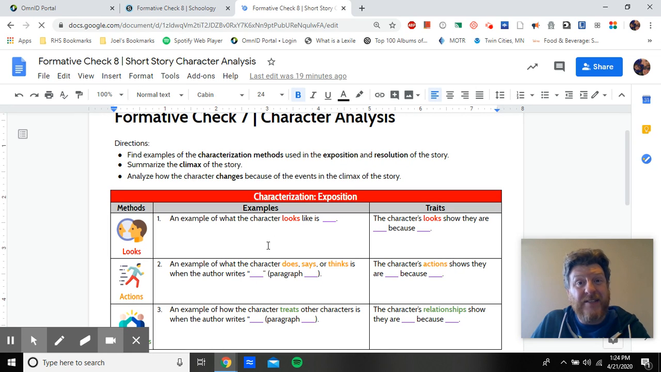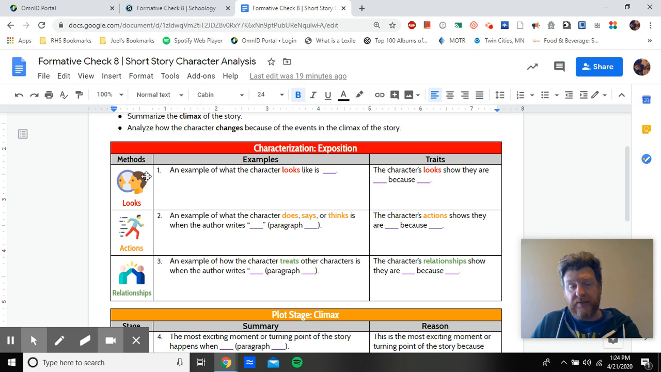A couple things I want to talk about with these formative checks. The ones that got turned into me last week were really good at finding examples of the methods of characterization. They also did a really great job of explaining how those methods of characterization developed character traits. Remember, for these character traits, we're talking about personality traits. Does the character seem happy, sad, scared, depressed, alone, frightened?